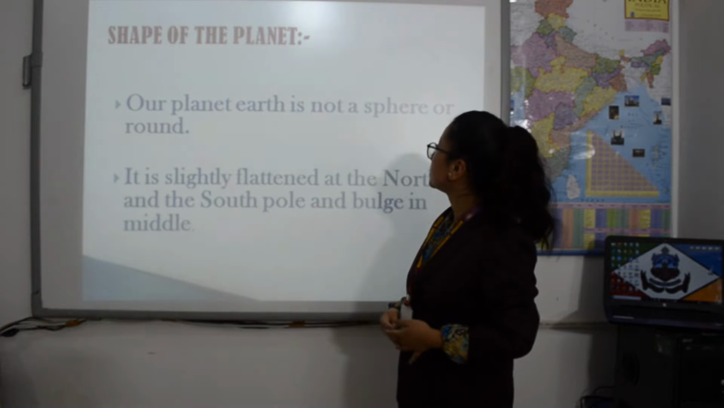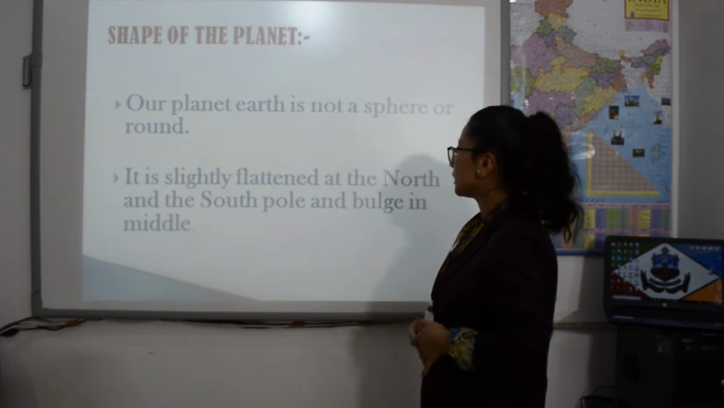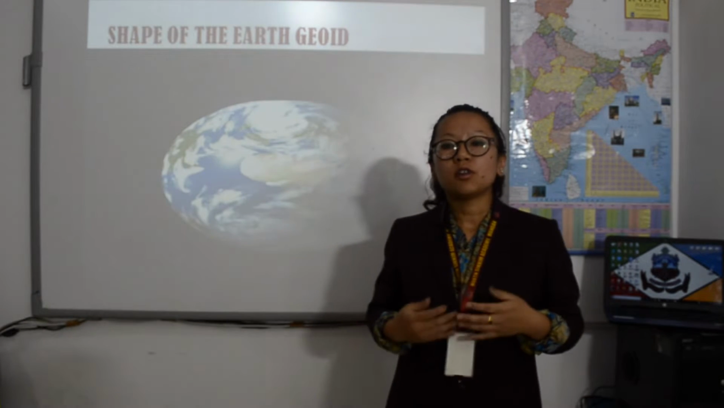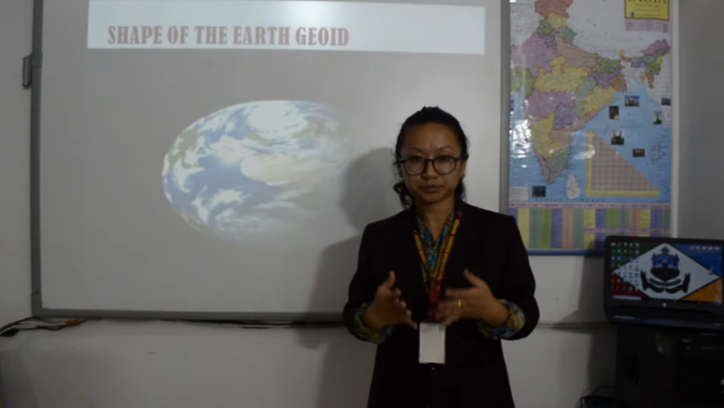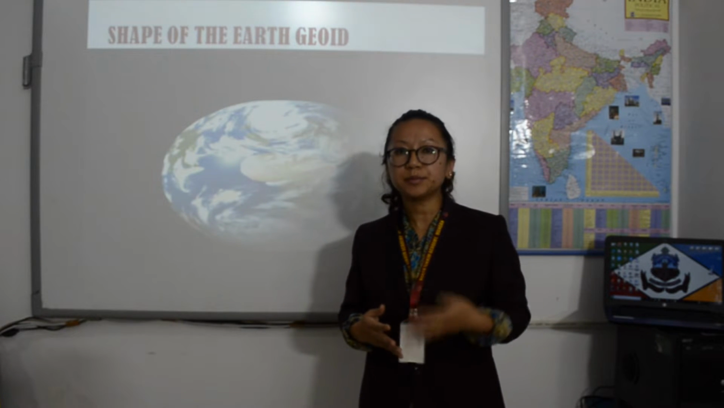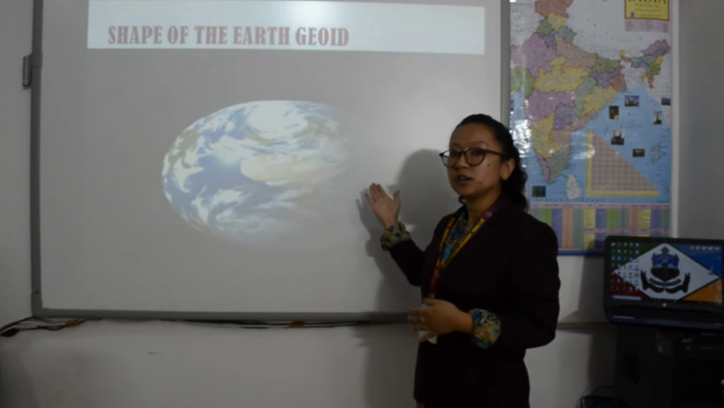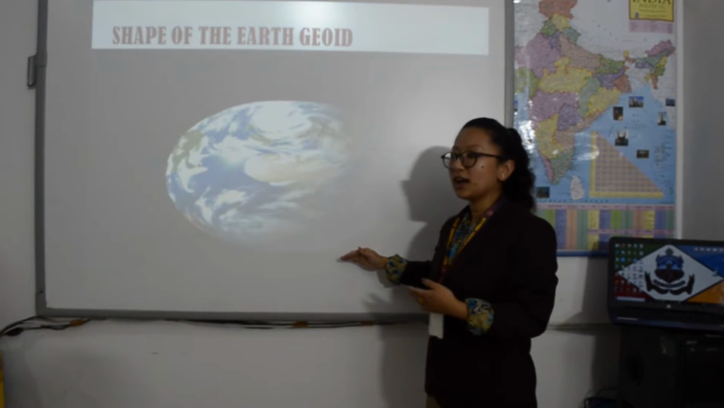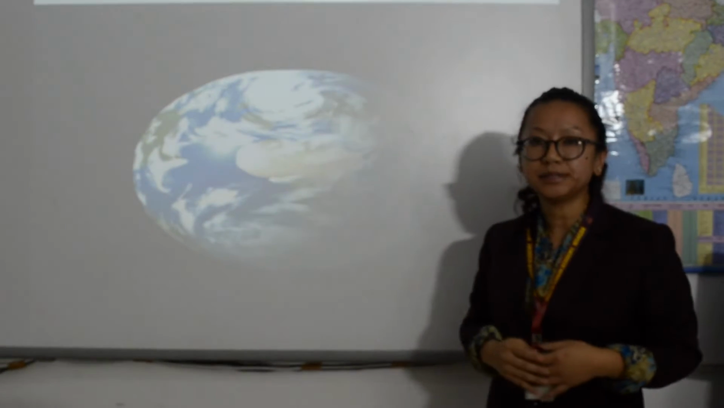Our planet Earth is not a sphere or round. It is slightly flattened at the north and the south pole and bulges in the middle. For a long period of time, people believed that the Earth was flat, until it was proved that the Earth was not flat, but a sphere. So here in this figure you can clearly see that the North Pole and the South Pole are quite flattened, and it has a bulge in the middle.